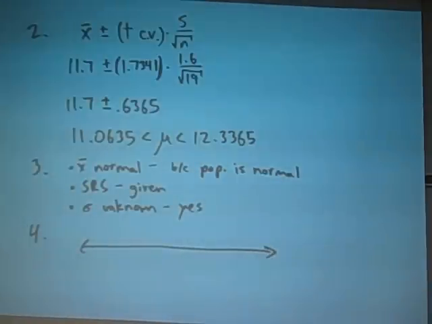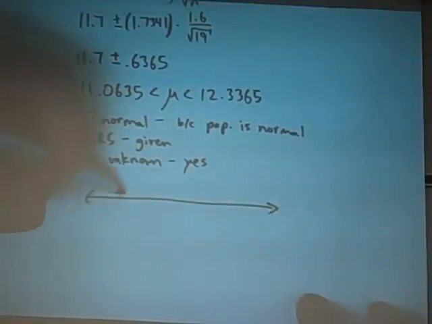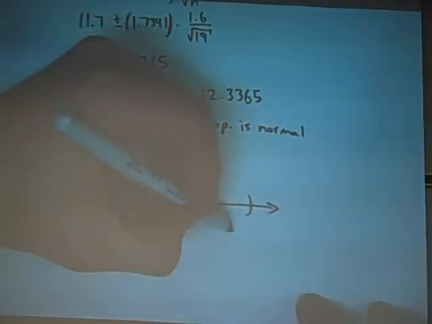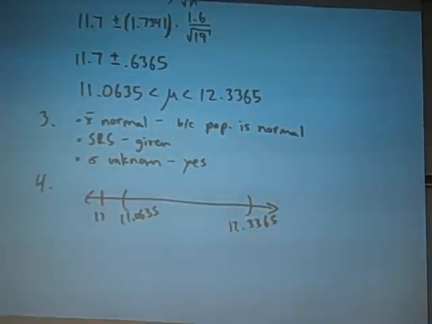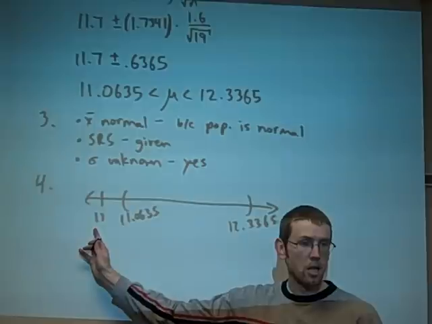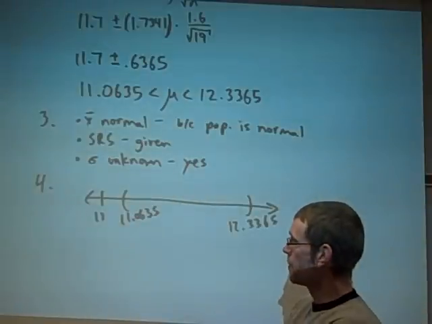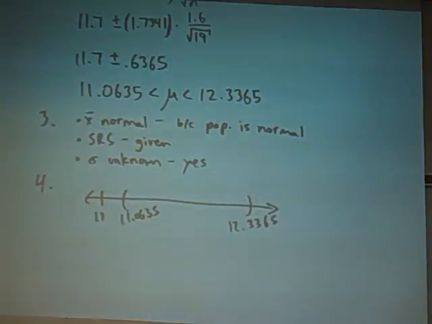Remember, the way to think about this is draw your number line, draw your confidence interval. Our confidence interval goes from 11.0635 to 12.3365. Here's 11. Remember, for it to be reasonable to think that mu is 11, 11 would have to show up in this interval. Remember, this 11 is called our mu claim. It's a claim value for mu. So since 11 is outside of our interval, is it reasonable? No, it's not. According to our interval and our calculations, it's not reasonable to think that mu is equal to 11.